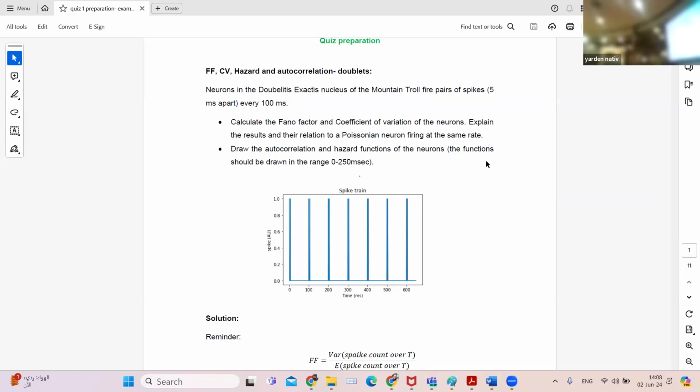And you can do it in pairs, so you can speak with each other. Pairs, threes.